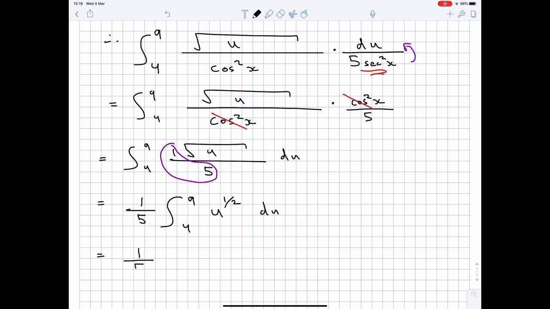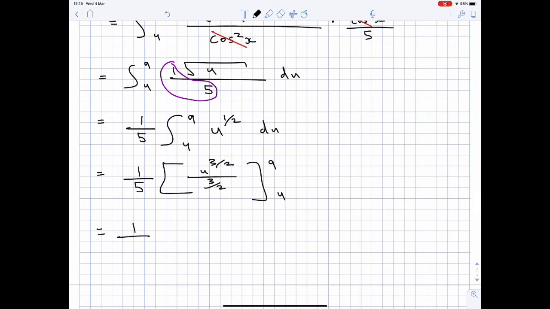Now what we're going to do is leave the constant out, 1/5, use the square brackets, and we're going to integrate u to the half. All we do here is we just add 1. So we've got u to the half, so we've got half plus 1. And once you do that, you get 3 over 2, and we're going to divide by that expression here. And then we're going to take the limits up here.